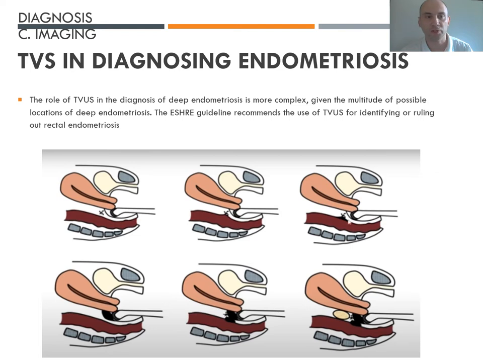The ESHRE guideline recommends to use transvaginal ultrasound for identifying or ruling out rectal endometriosis.